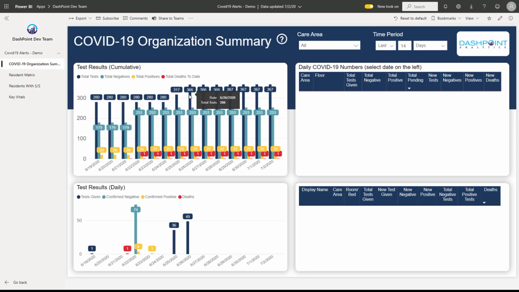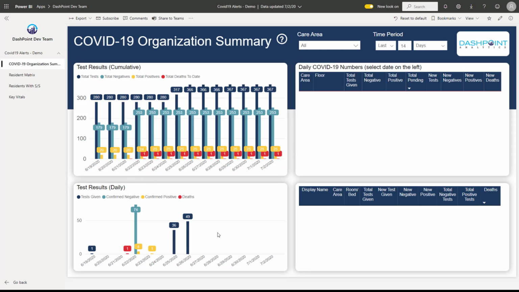You will see essentially four bars on this visualization. The dark blue bar is your total tests administered. Your light blue would be your total results that have come back negative. And your yellow would be your total positive tests, and your red, heaven forbid, if you actually have someone pass away from COVID-19, you would have that tracked here as well. This is a cumulative visualization.